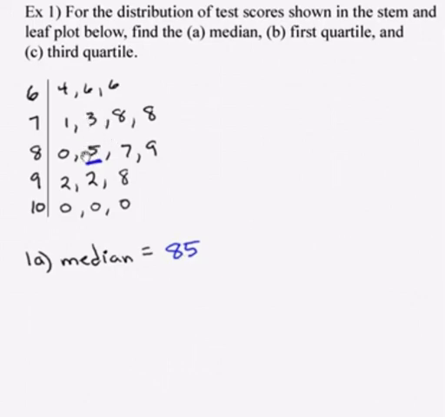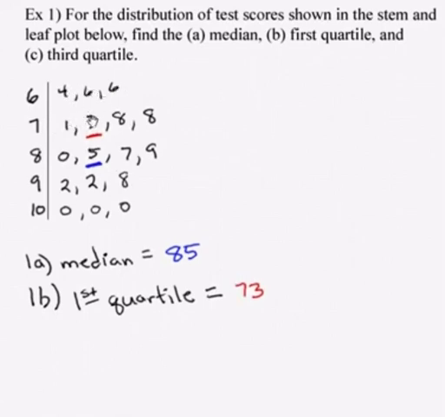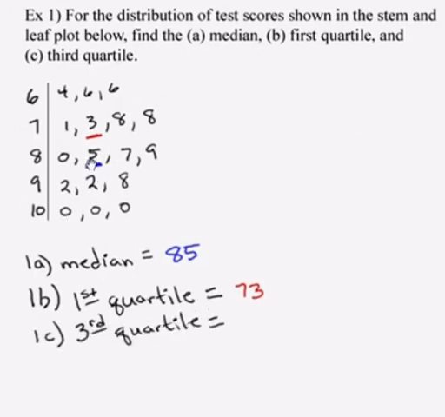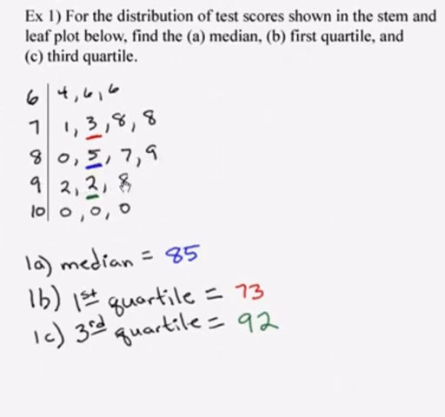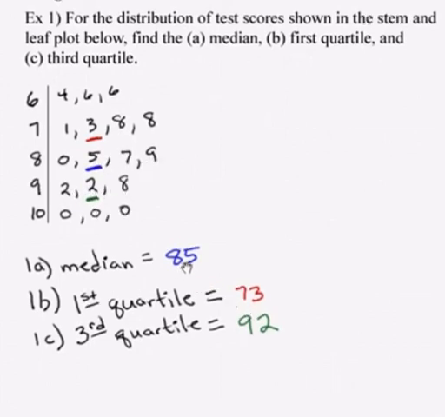Now we're going to use that number to look for the first quartile. We're going to count. There's 1, 2, 3, 4, 5, 6, 7, 8, 9 scores. Looking for the one in the middle, and that would be 73, because there's 1, 2, 3, 4 scores before it, and 1, 2, 3, 4, including the median, scores after it. So 73 would be the first quartile. Third quartile, we've got 1, 2, 3, 4, 5, 6, 7, 8, 9 scores again, because we're using the median again. And that would be the score of 92, because there are 1, 2, 3, 4 scores before it, and 1, 2, 3, 4 scores after it. So there's our median, first quartile, and third quartile.